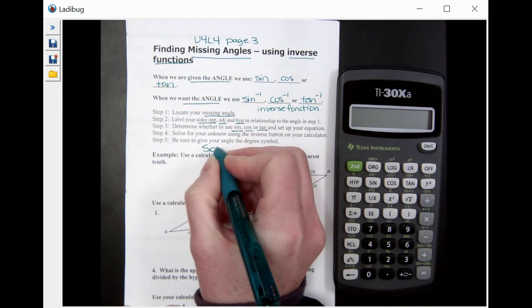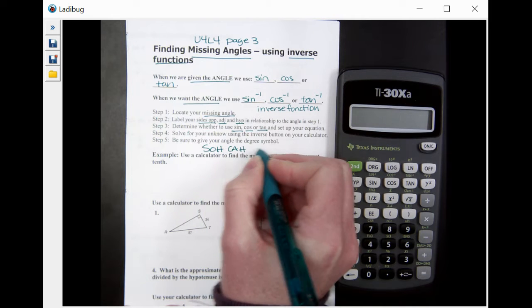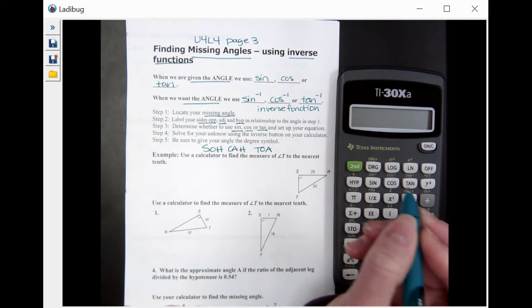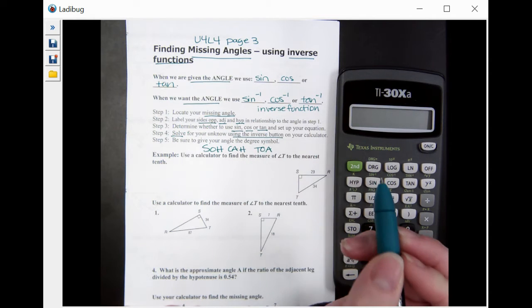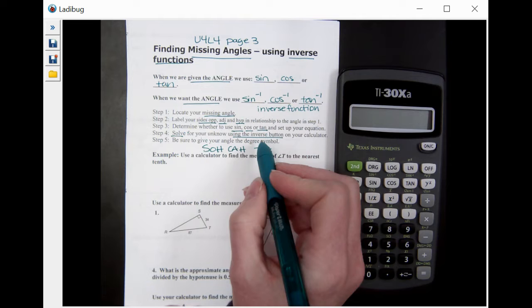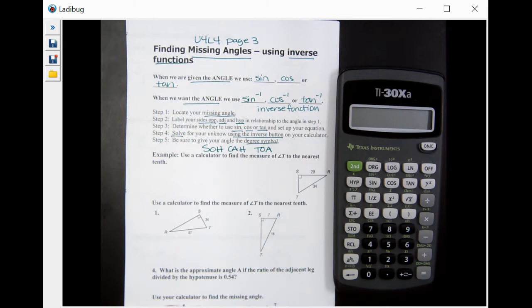So don't forget our SOHCAHTOA, which is so helpful for that step. And then we're going to solve, and this time we're going to be using the inverse button on our calculator. And at the end, you found an angle. So don't forget to tack on a degree symbol.